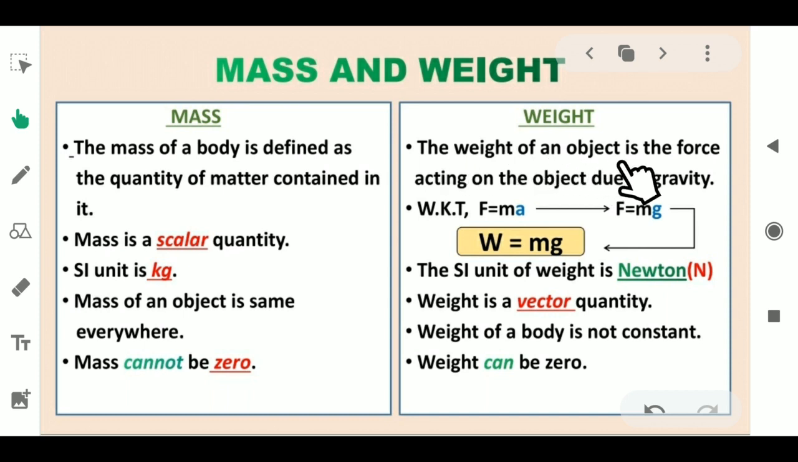The weight of an object is the force acting on the object due to gravity. Which means what? Suppose you are releasing a body, then we know that the body always moves towards the earth under the action of gravitational force. Which means the earth is applying a kind of force on every object, right? So the weight of an object is the force acting on the object due to gravity. Here gravitational force is always attracting all the bodies towards its center, right?